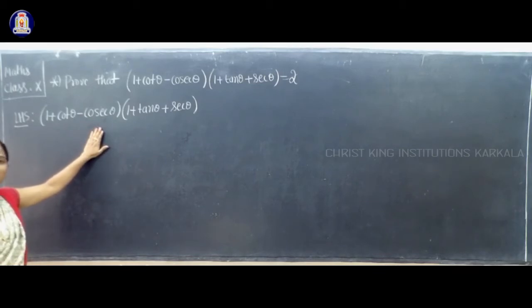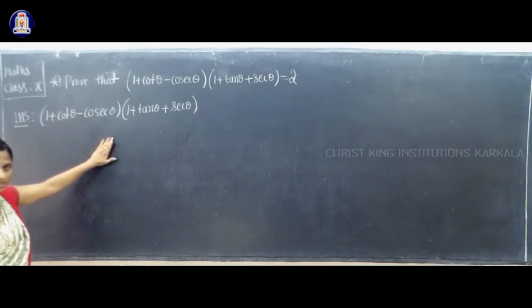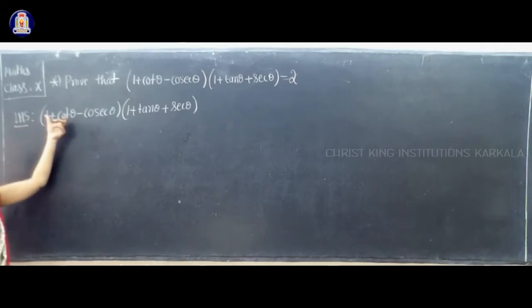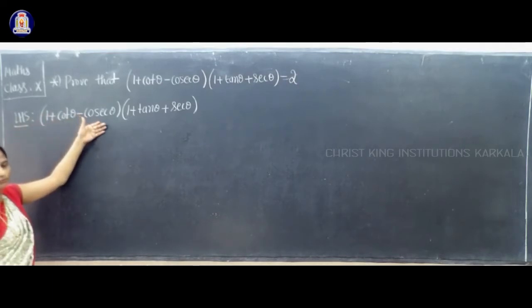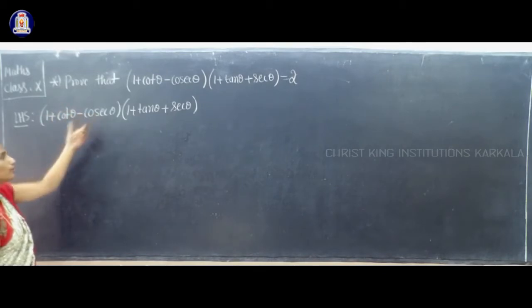Now the next method is rationalization. Is it possible here? No. Why not? There is no numerator by denominator. Now how to simplify this? Write this cot and cosecant in terms of sin and cos, using the definition of cot and the definition of cosecant.